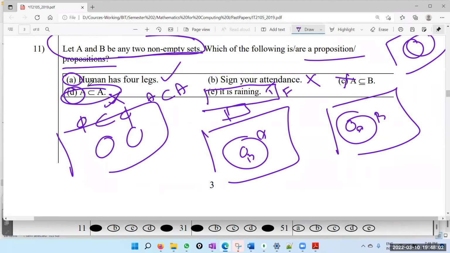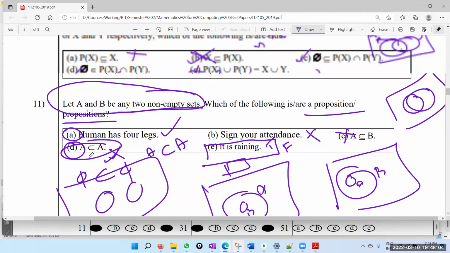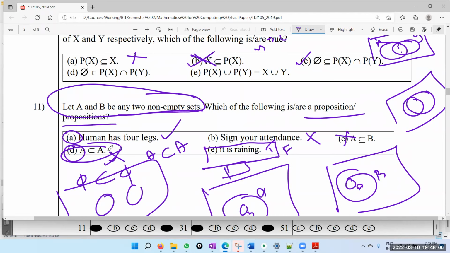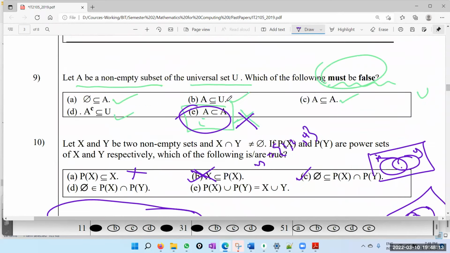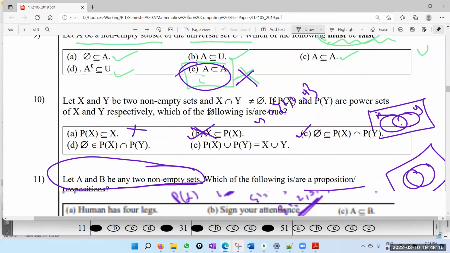Because in the exam paper, here they say it is not a proposition. That means it can be true or false. Here it says it's false. If it is false, it is a proposition.